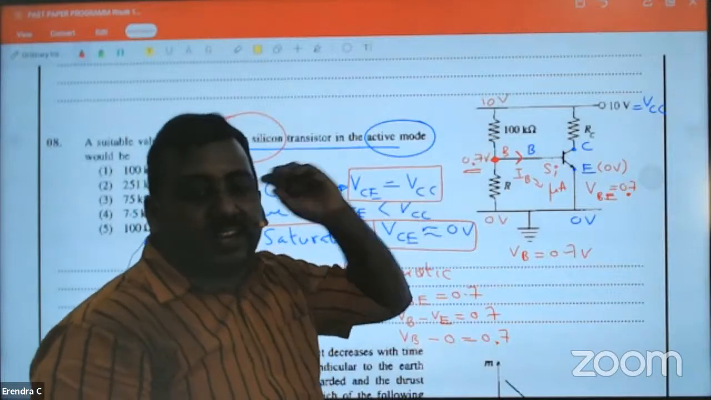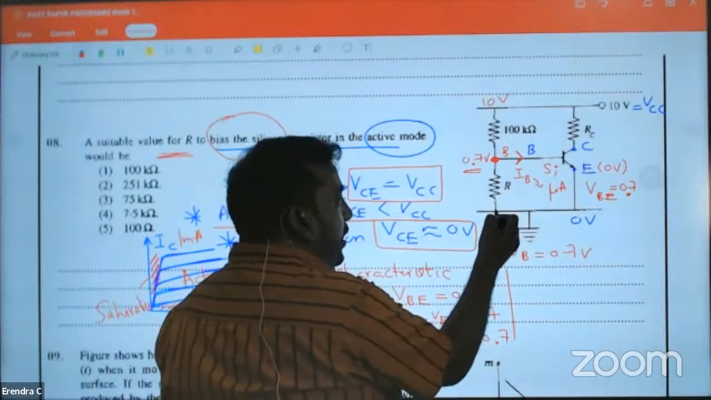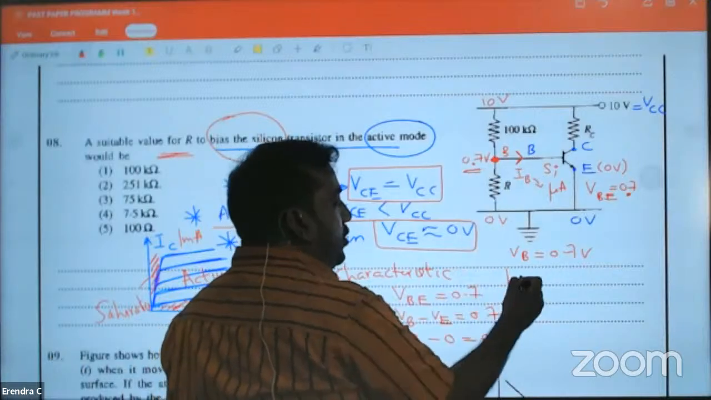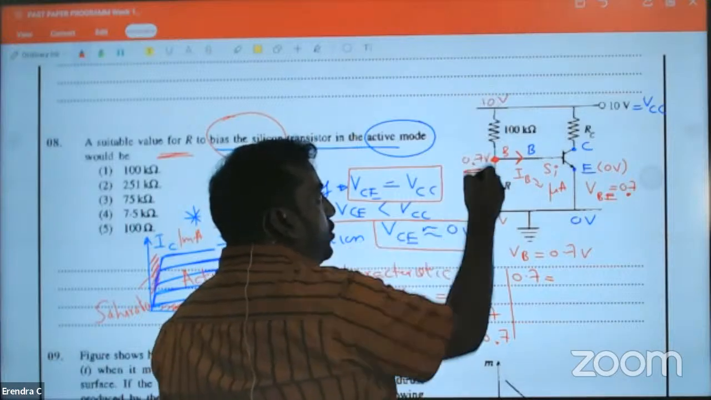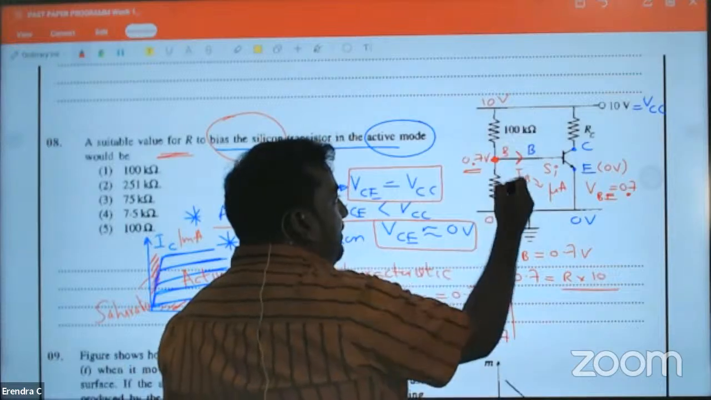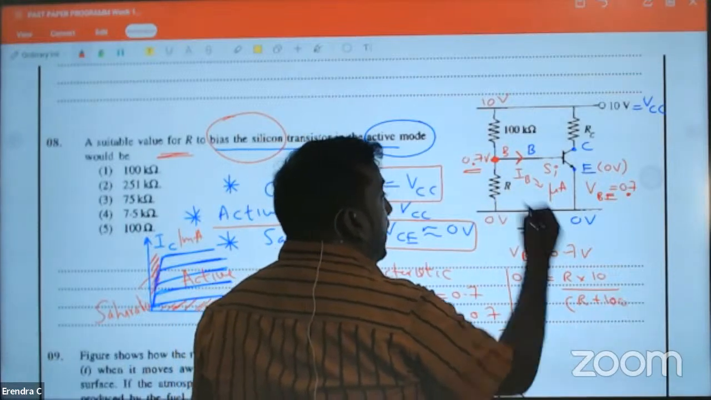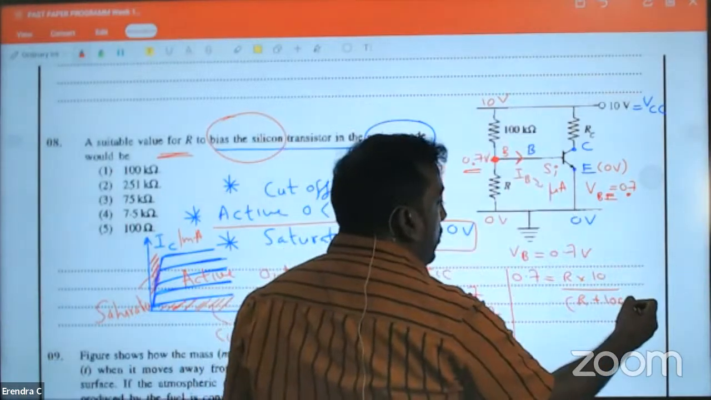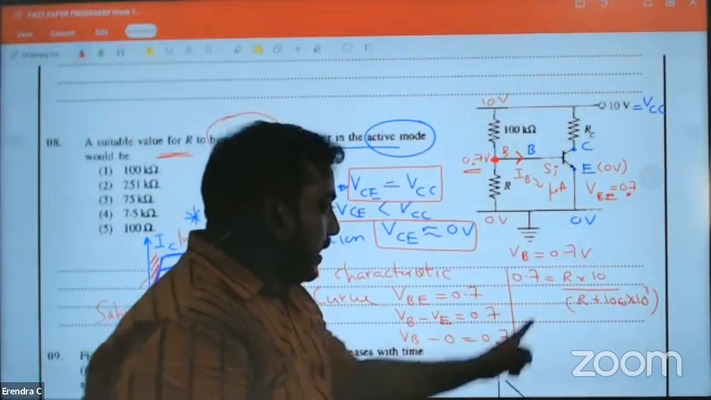And now we can apply the potential divider method. Do you remember how to find the potential divider? From the 0 here, the voltage is 0.7. How do you find it? Resistor into total voltage, divided by the addition, R plus 100 kilo ohm. Now what are you going to do?